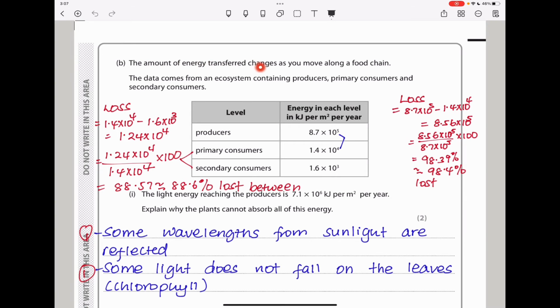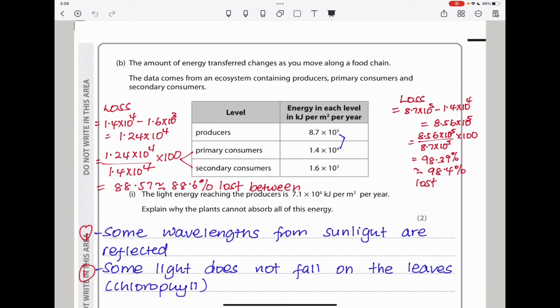The amount of energy transferred changes as you move along a food chain. The data comes from an ecosystem containing producers, primary consumers, and secondary consumers. So here we see the levels, either producers, primary consumers, or secondary consumers. And here we can see the energy in each level in kilojoules per meter cube per year.